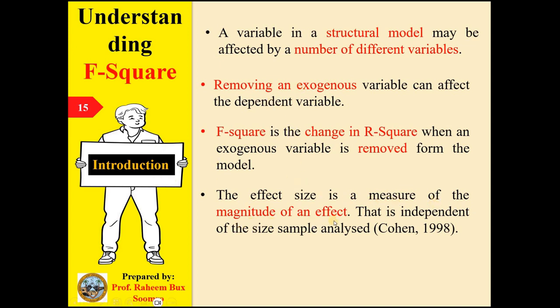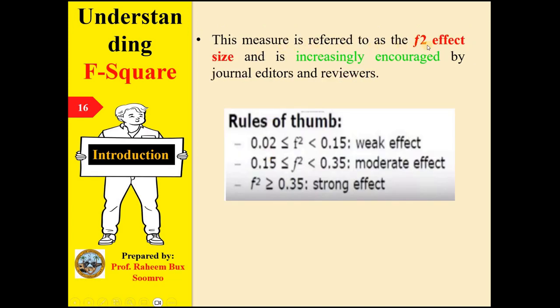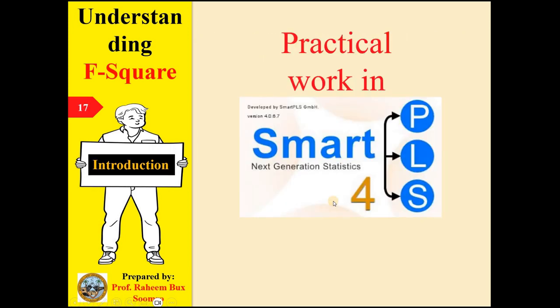Effect size is a measure of the magnitude of the effect. If you remove any independent variable from the model, what is the magnitude of that effect? This measure is referred to as F square effect size, and it is increasingly encouraged by journal editors and reviewers. Normally journal editors or reviewers demand that a researcher should also provide the effect size or F square along with the R square. If values are 0.02 to 0.15, the effect is weak. If less than 0.02, there's no effect. If 0.15 to 0.35, a moderate effect is there, and if higher than 0.35, a strong effect is there. Now we are going to perform all these things practically in SmartPLS.